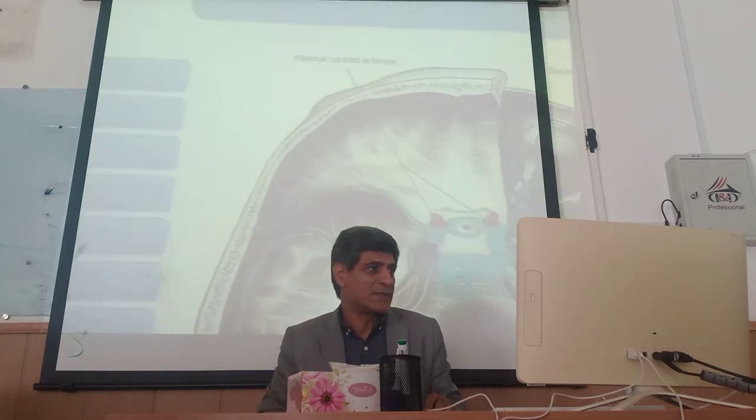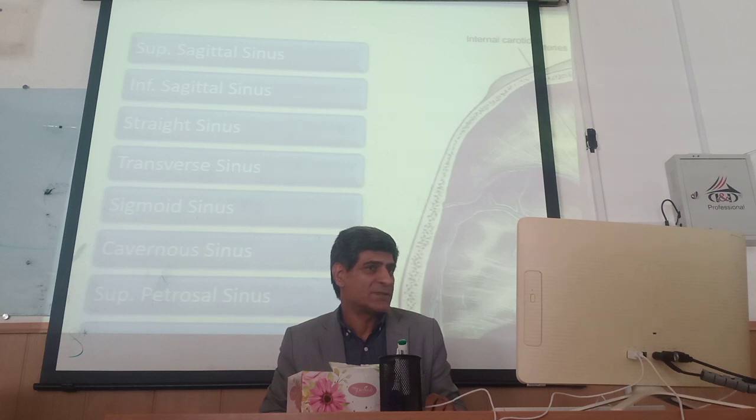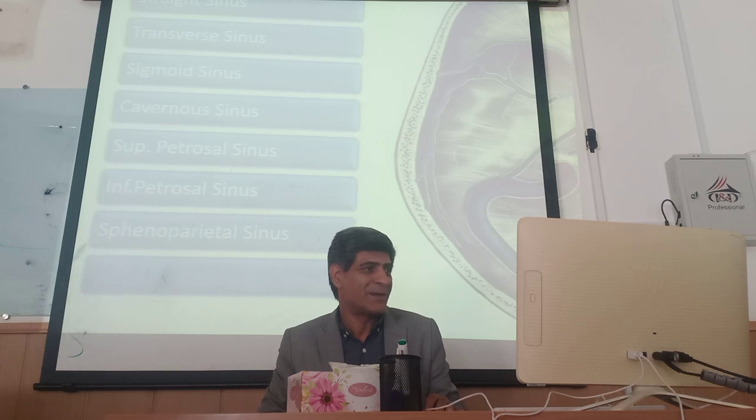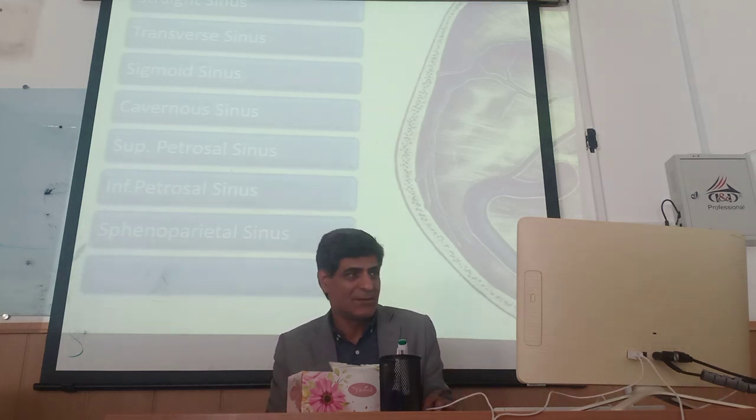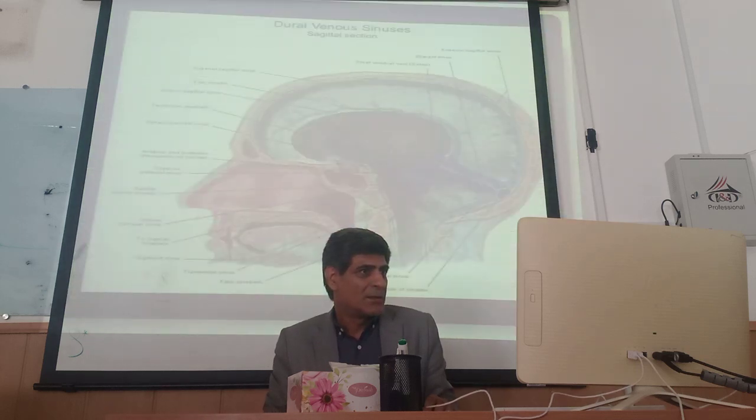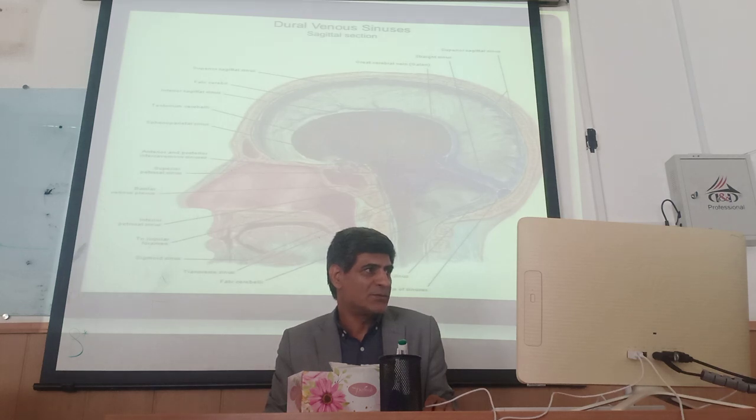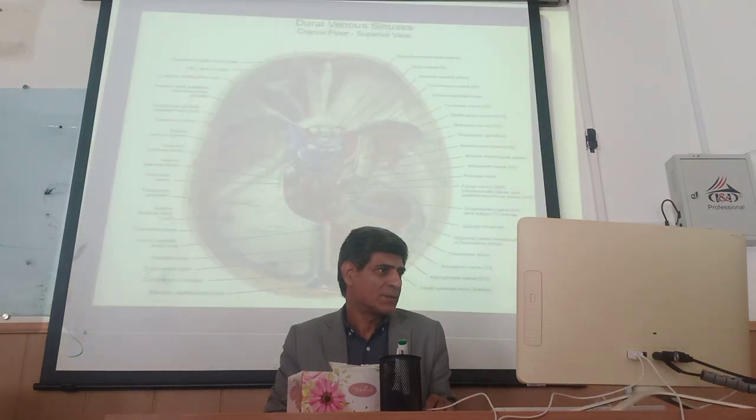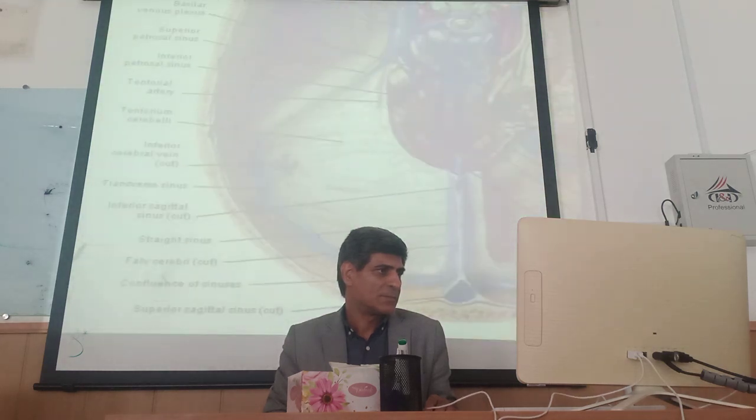Sinuses of the brain: superior sagittal sinus, inferior sagittal sinus, straight sinus, transverse sinus left and right, sigmoid sinus, cavernous sinus, superior petrosal sinus, inferior petrosal sinus, and sphenoparietal sinus. All the dural venous sinuses: sagittal sinus, inferior sinus, straight sinus, transverse left and right, and sigmoid sinuses, cavernous sinus, straight sinus, superior sagittal sinuses.